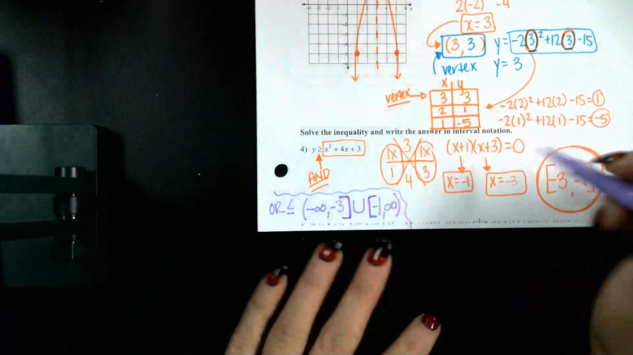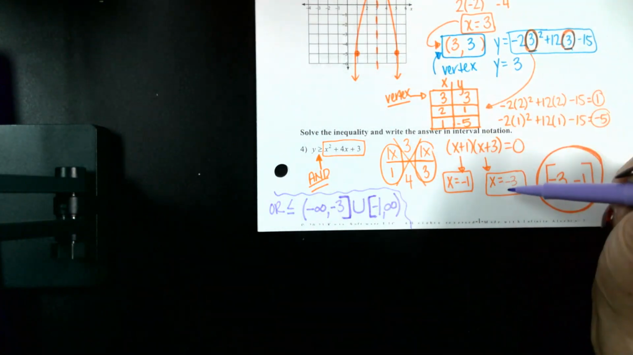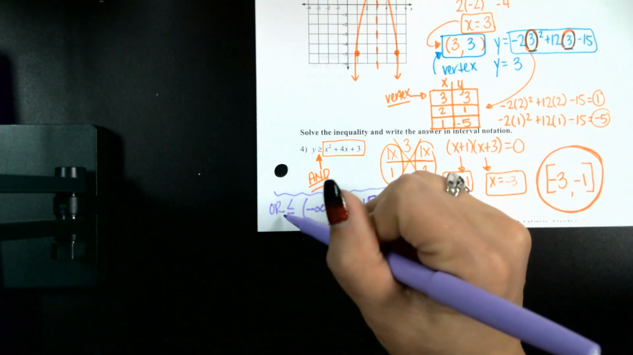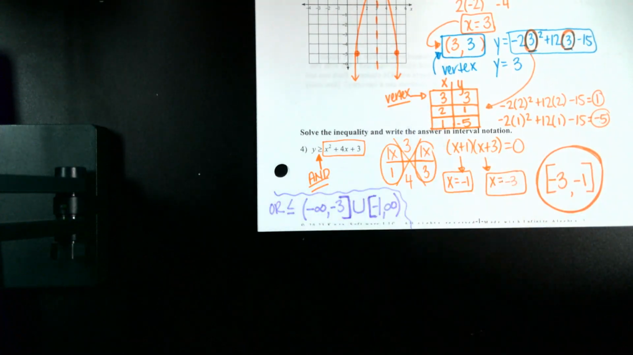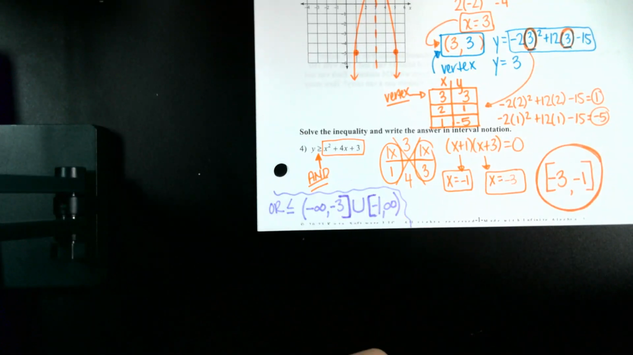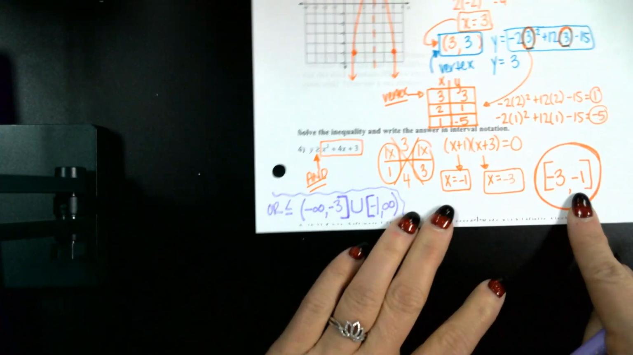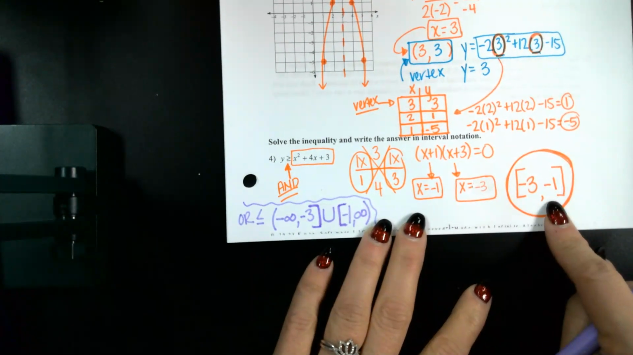We still would have done this part the same way. You still would have factored and gotten two answers. But if it had been or, you're shading out, so you would have had two separate pieces there. If it's greater than, it goes between. So you just have the one interval notation, okay? All right, go ahead and turn the page.